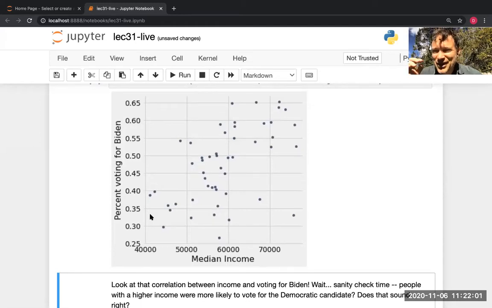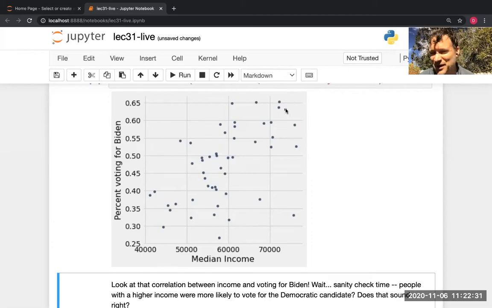So quick sanity check time. Does what we're saying, that higher income means more likely to vote for Biden, sound right to you? Something seems off here. Is my data wrong? Is there something wrong with my data set? No, it's not the data set. The problem is my interpretation.